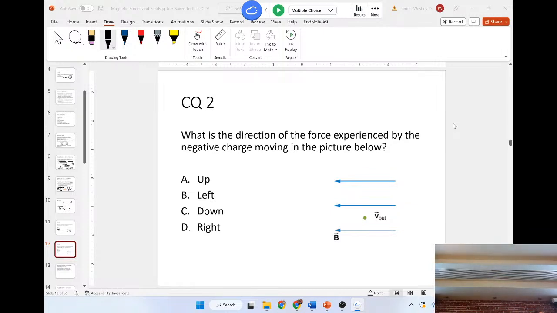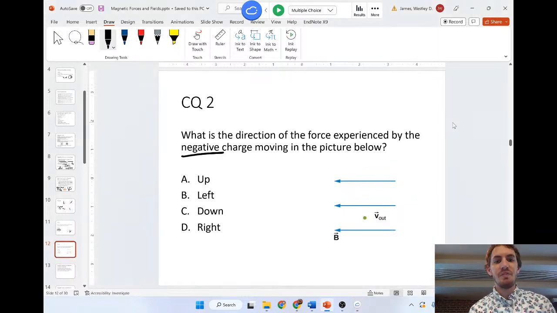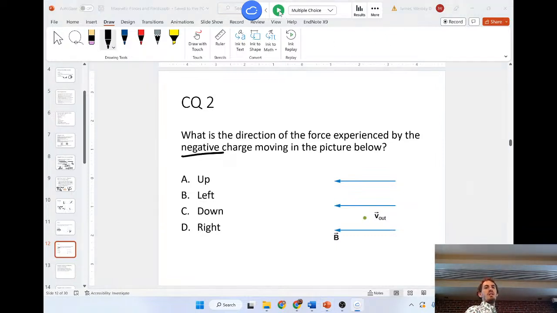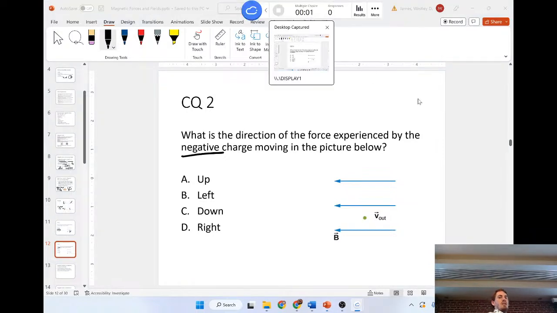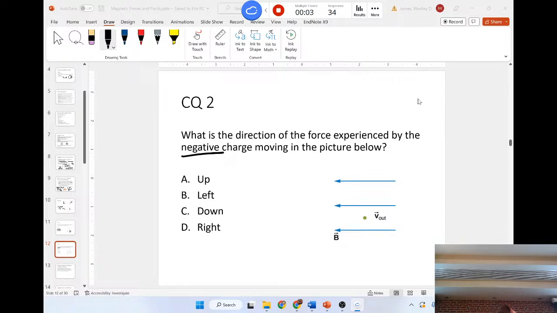Same problem, but it says, what's the direction of the force experienced by a negative charge? I have the velocity pointed out. It's the same setup. The only thing that's different is instead of being a positive charge, it's a negative charge. So, see if you can figure this out. Let me start the clicker. V is pointed out, B is still to the left. Which way will a negative charge experience a force?